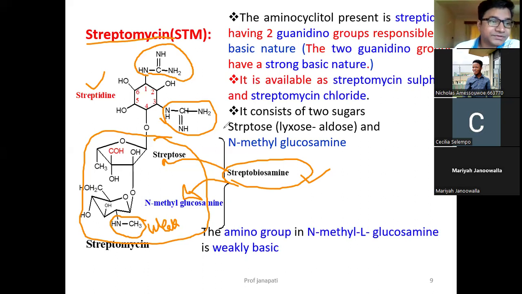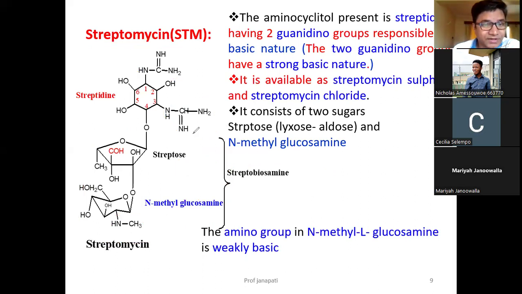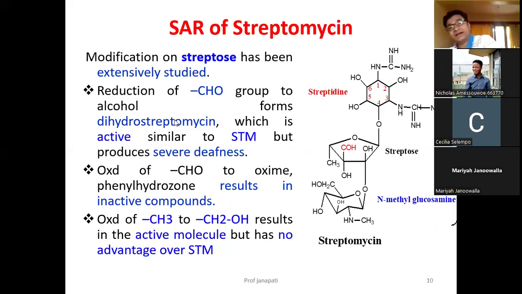Okay. So this is about streptomycin. Now, let us see some of the important properties like SAR.